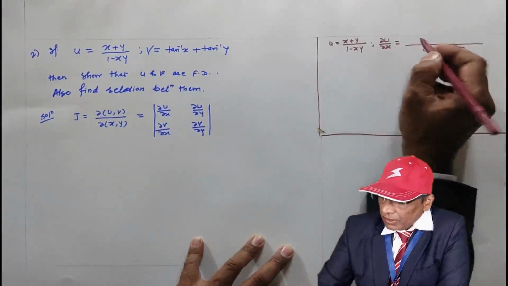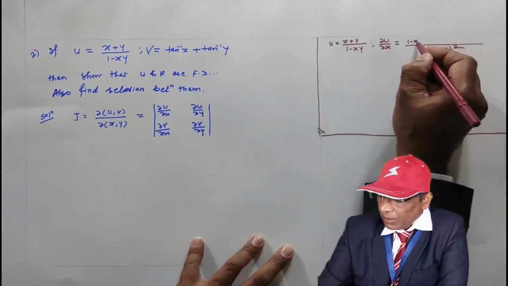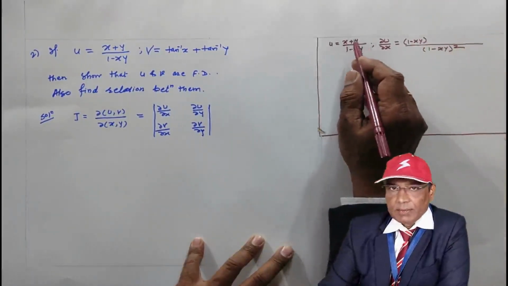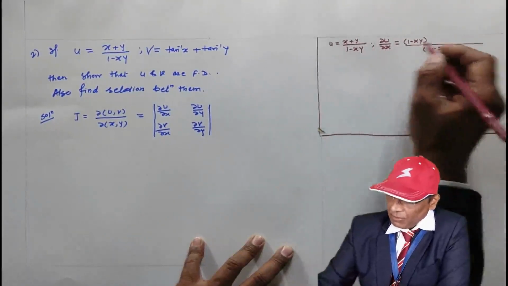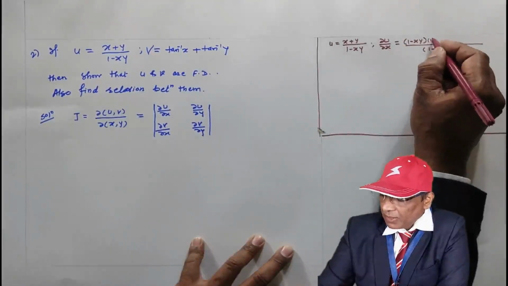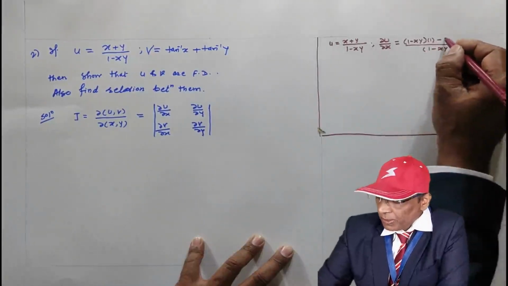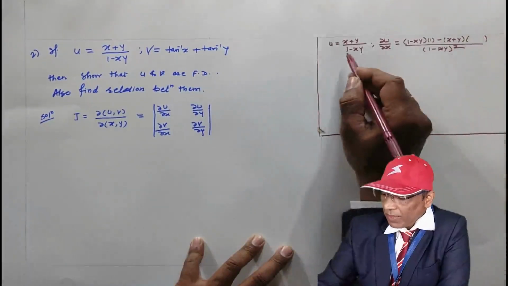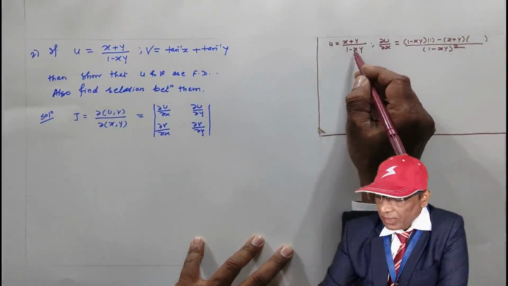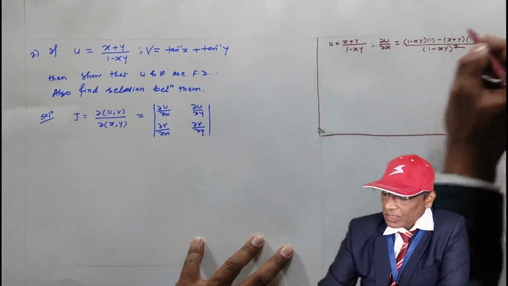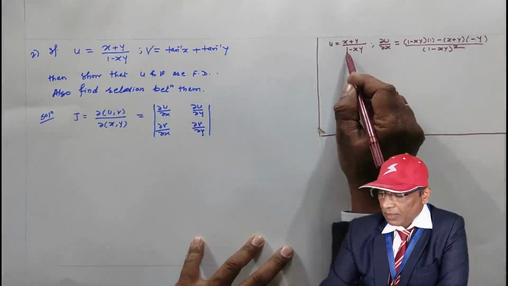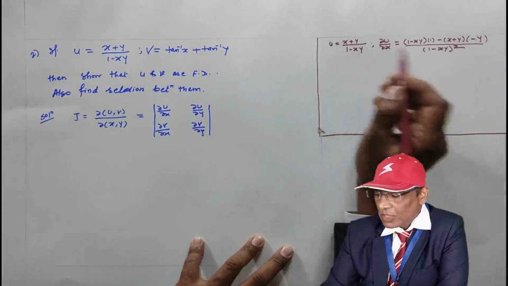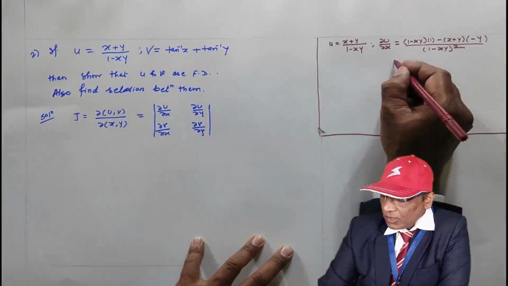Numerator I am writing, denominator. Derivative of the numerator, derivative of x plus y with respect to x, keeping y constant: derivative of x is 1 and derivative of y is 0, minus numerator and derivative of the denominator with respect to x, keeping y constant. Derivative of 1 is 0 and derivative of xy with respect to x is minus y, because derivative of x is 1 and y is a multiplicative constant. So you can solve it further.